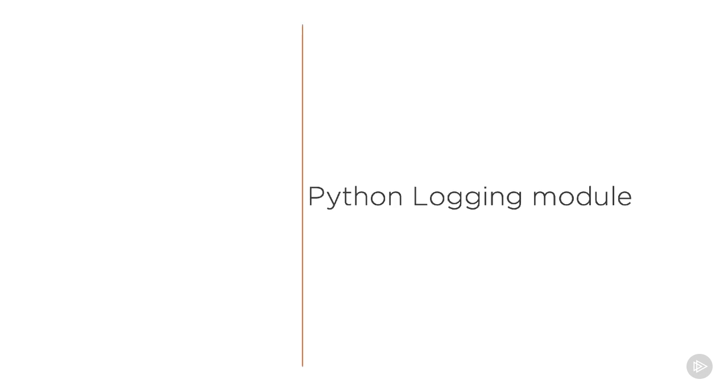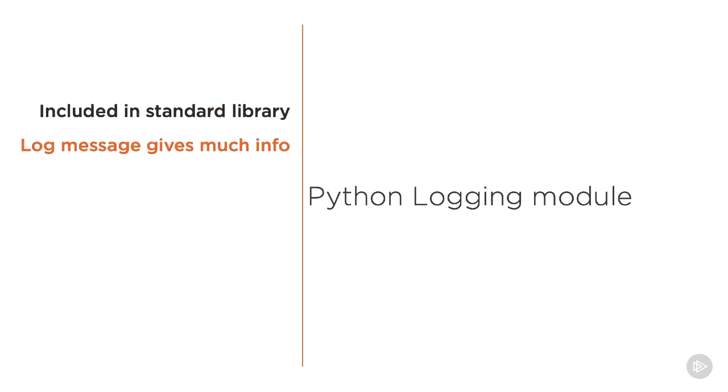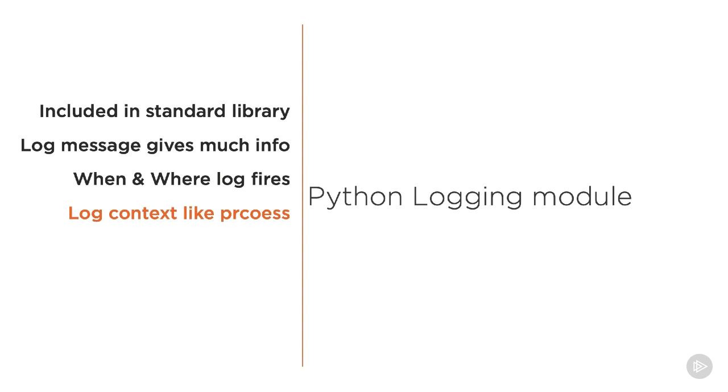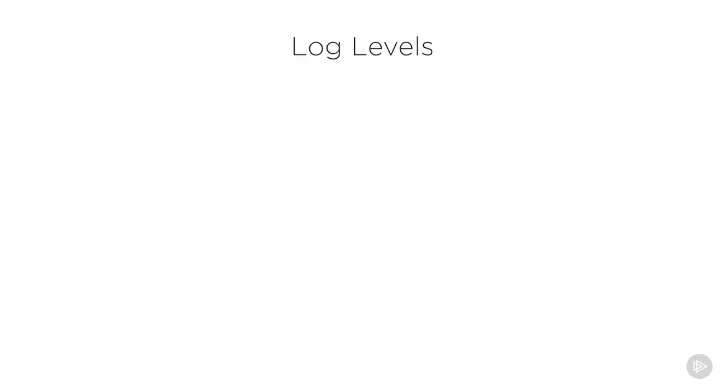The Python standard library comes with a logging module that provides most of the basic logging features. By setting it up correctly, a log message can bring a lot of useful information about when and where the log is fired, as well as the log context, such as the running process or thread. Before getting our hands dirty with the code, we must understand some concepts that are often encountered in the logging module. The first thing is log levels. Logging has 5 different hierarchical levels of logs that a given logger may be configured to. Each level has been assigned its numeric value.